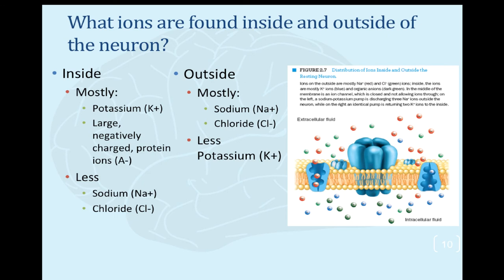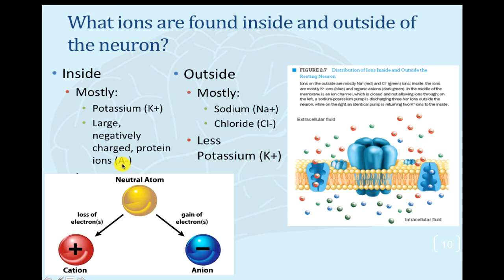Now, what ions are found inside and outside of the neuron? Inside, there's mostly potassium, and you can see here that we're going to be using the symbols for these different ions. So potassium is K, and notice it has a little plus. That's telling us that potassium is a positively charged ion. There are also these large negatively charged protein ions, which get an A minus. The A is for anion, which is a chemistry term for a negatively charged ion. And we see, of course, the minus because it is negative.